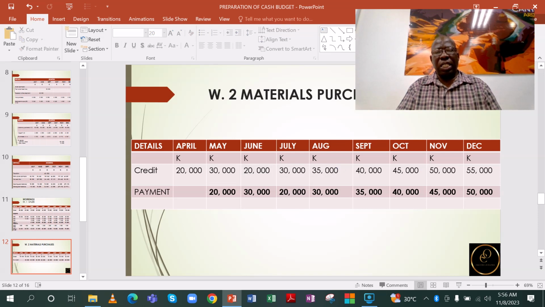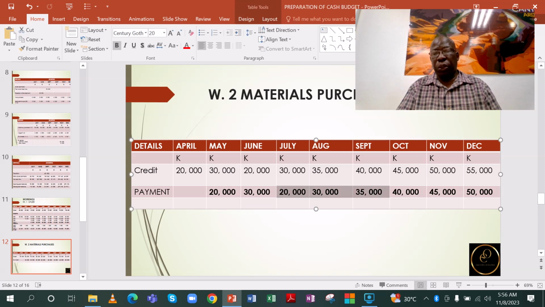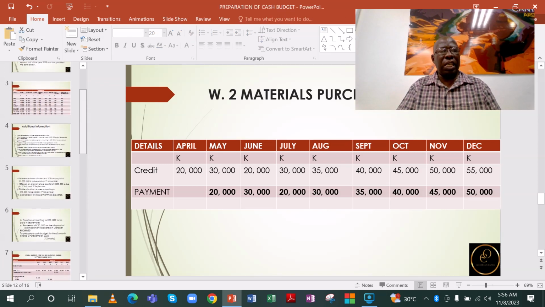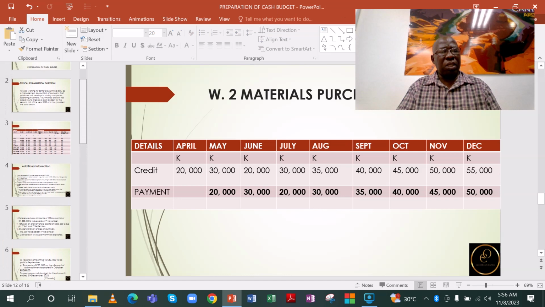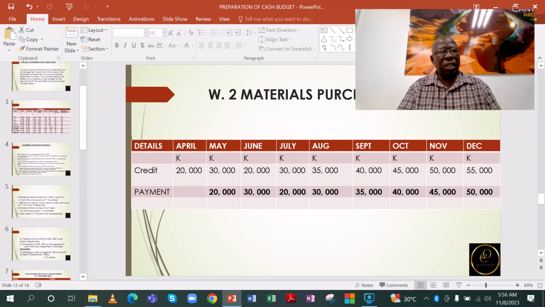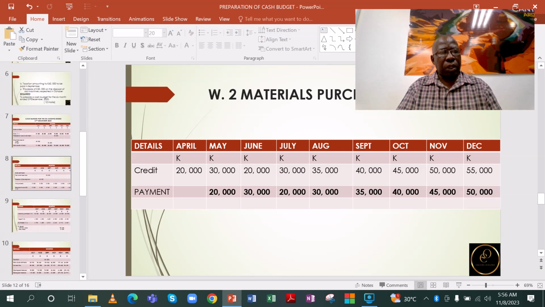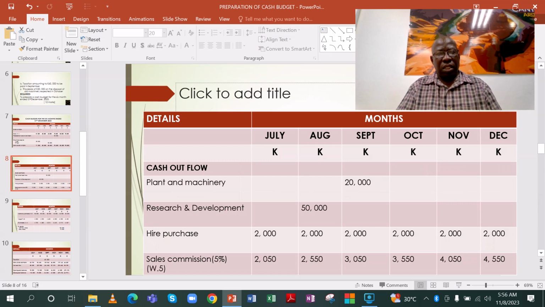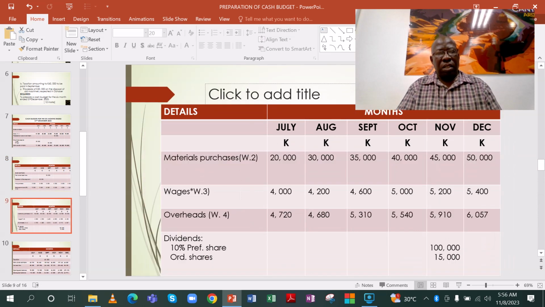Since we are looking at the period from July to December, we pick this, and that is under working 2. We go and slot it in the template, which is material purchases. You can see it starts from 20,000, 30, 55 through to 50. So this is coming from working number 2.